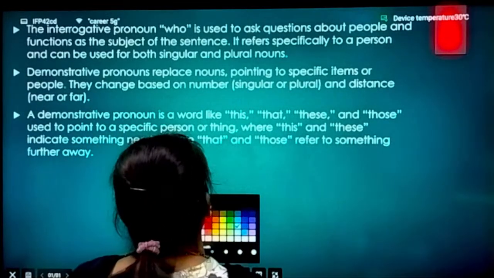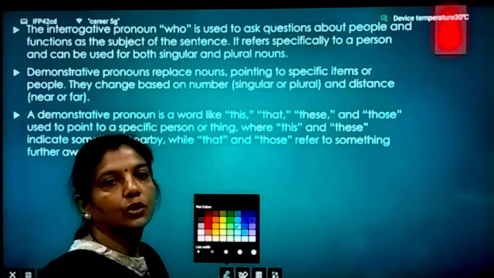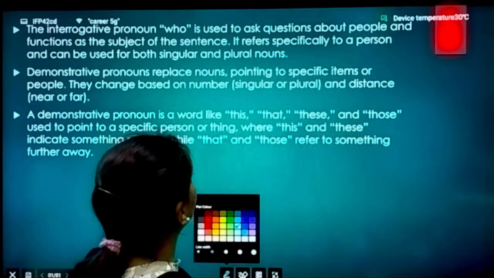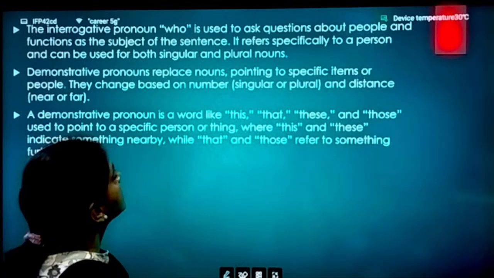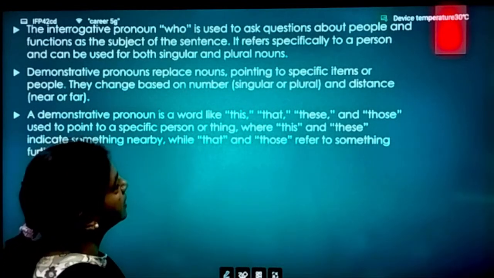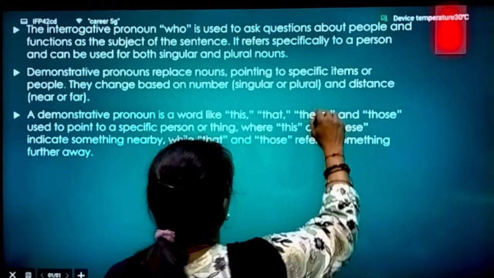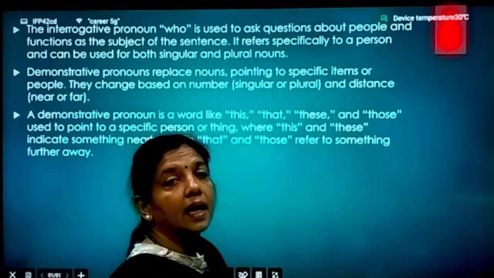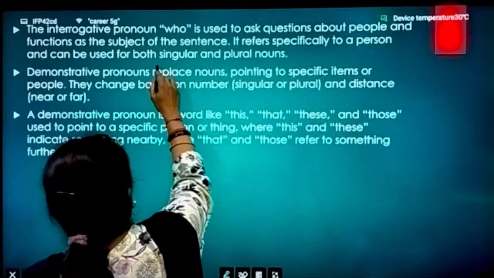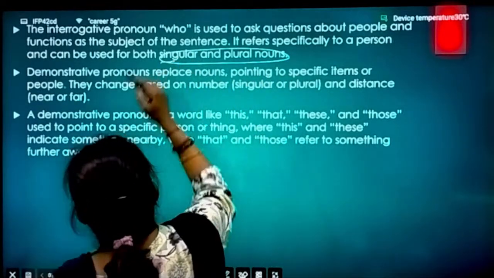So the interrogative pronoun who is used to ask questions about people and functions as the subject of a sentence. Let's see what that is. It refers specifically to a person and can be used for both singular and plural nouns. Let's see what all those are.